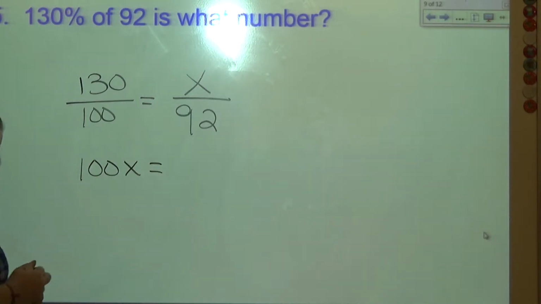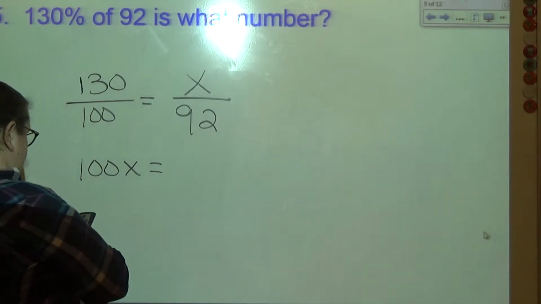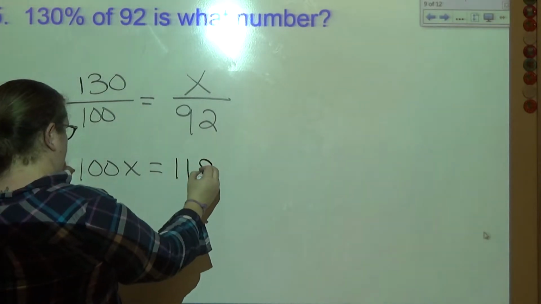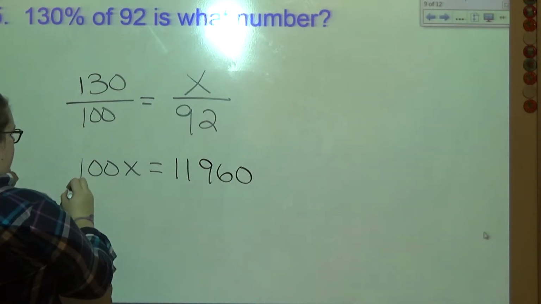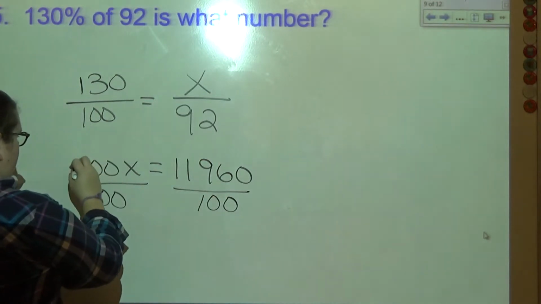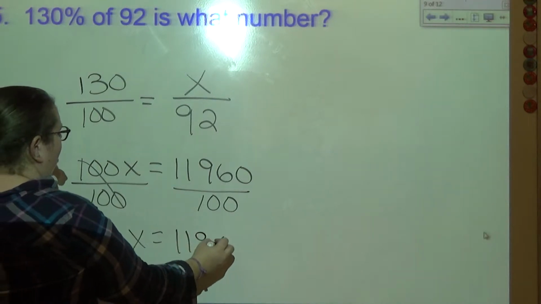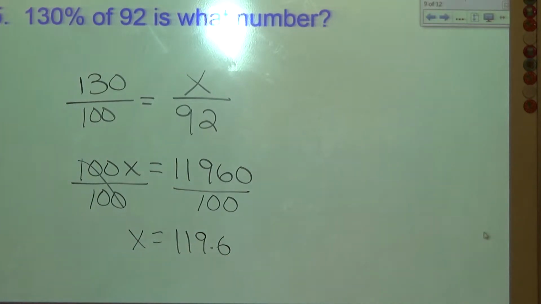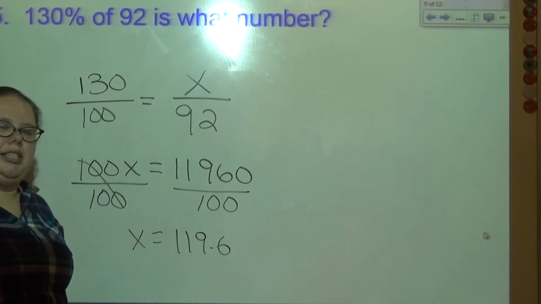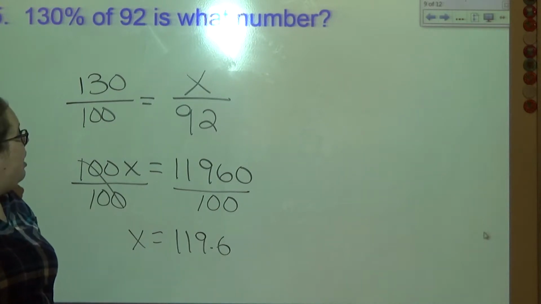100x equals 130 times 92. 130 times 92 is 11,960. Divide by 100. X equals 119.6. Oh my goodness, I'm so smart. I said 120 and it's 119.6. Sometimes I just get proud of myself when I'm estimating, because I didn't actually know the answer. Alright, so that's this one.